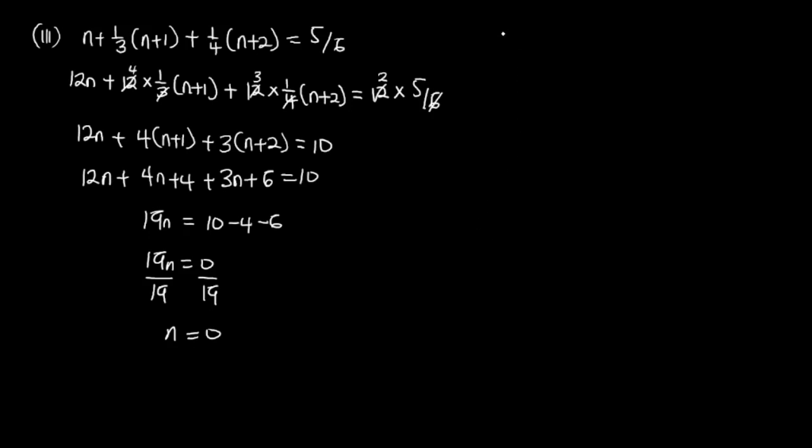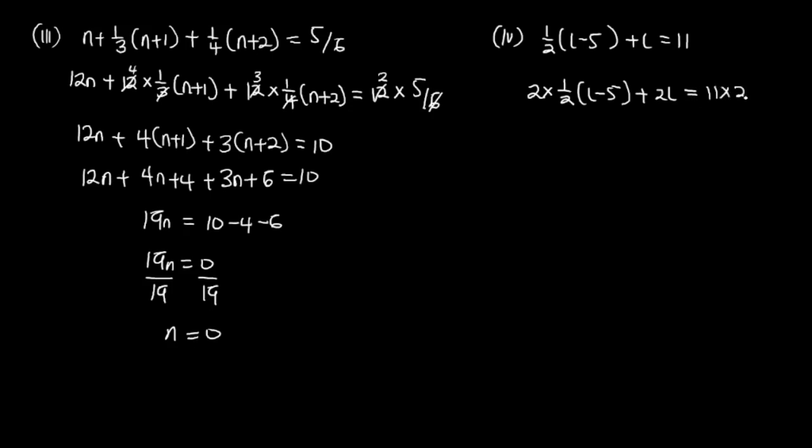Alright, let's look at our last example, IV. So we have 1 over 2 multiplied by L minus 5 plus L is equal to 11. Alright, so we multiply through by the LCM, which is 2 in this case. So it will be 2 multiplied by 1 over 2 into bracket L minus 5 plus 2 multiplied by L, that will give us 2L, is equal to 11 multiplied by 2. So this cancels this out. So we have L minus 5 plus 2L is equal to 22.